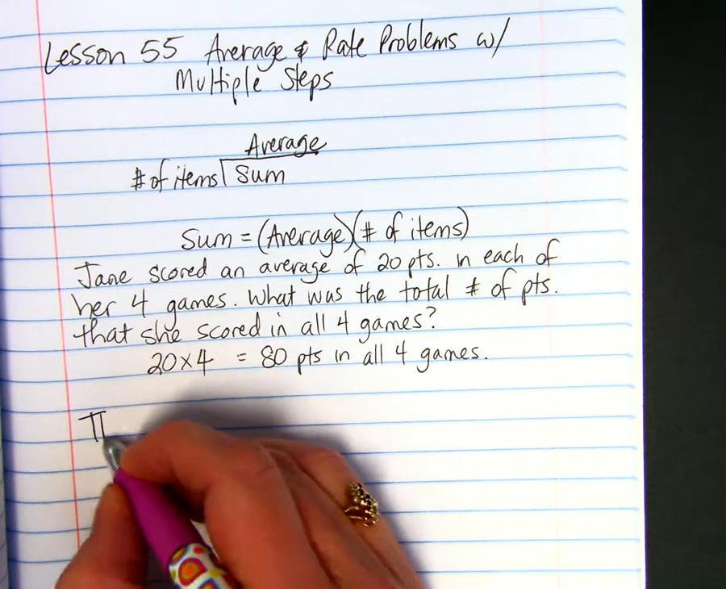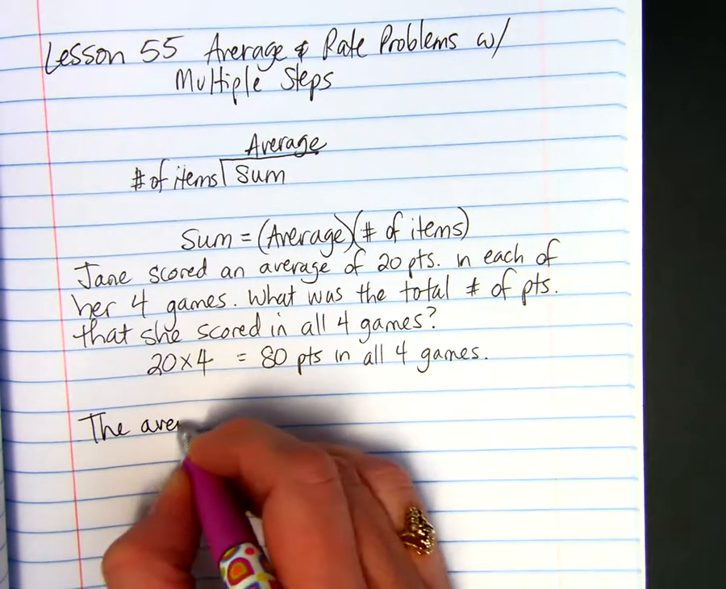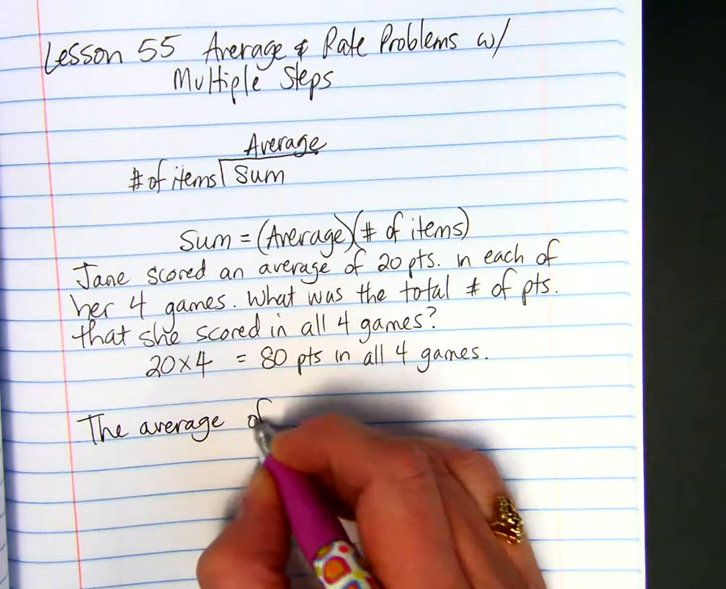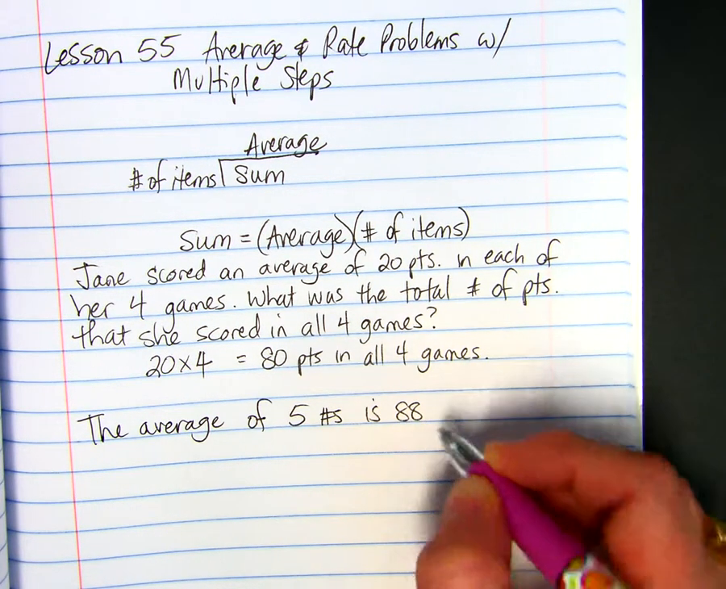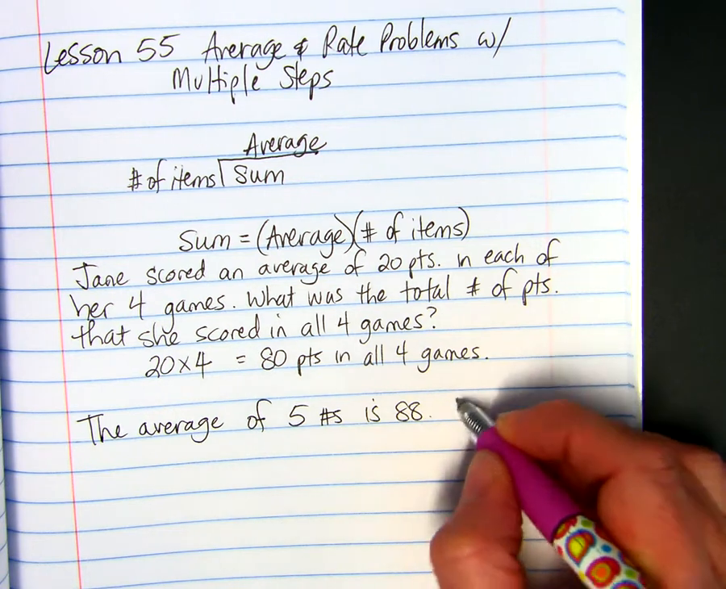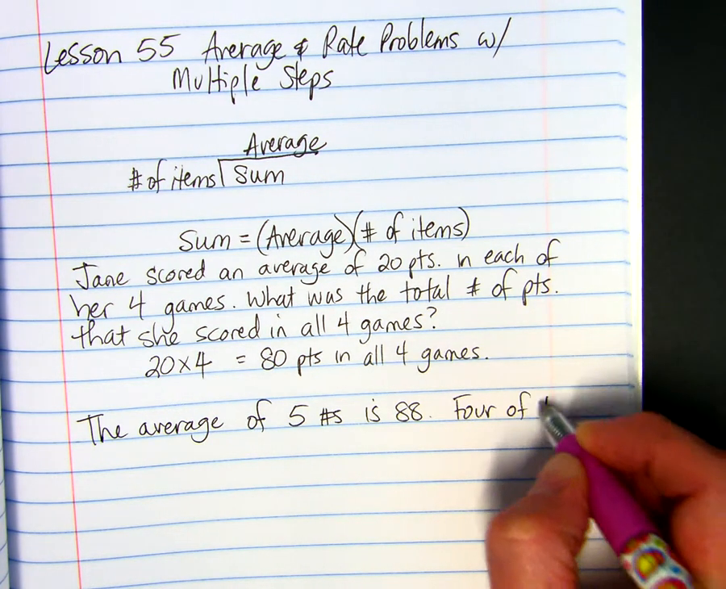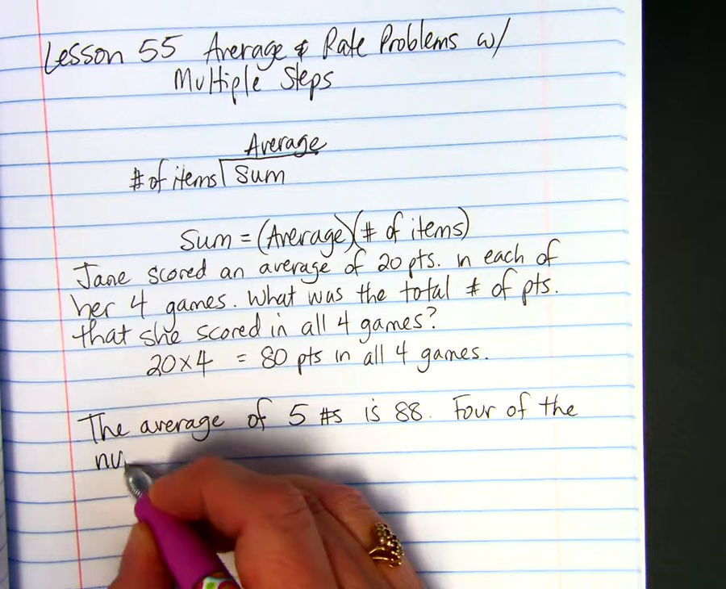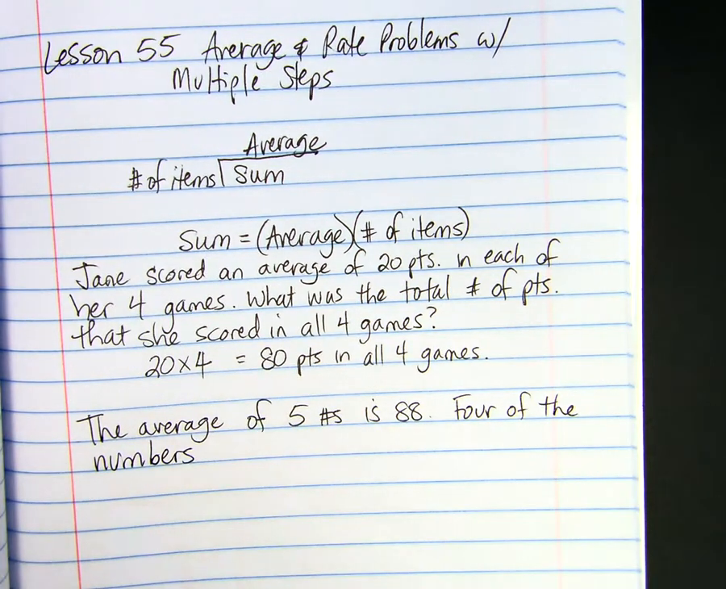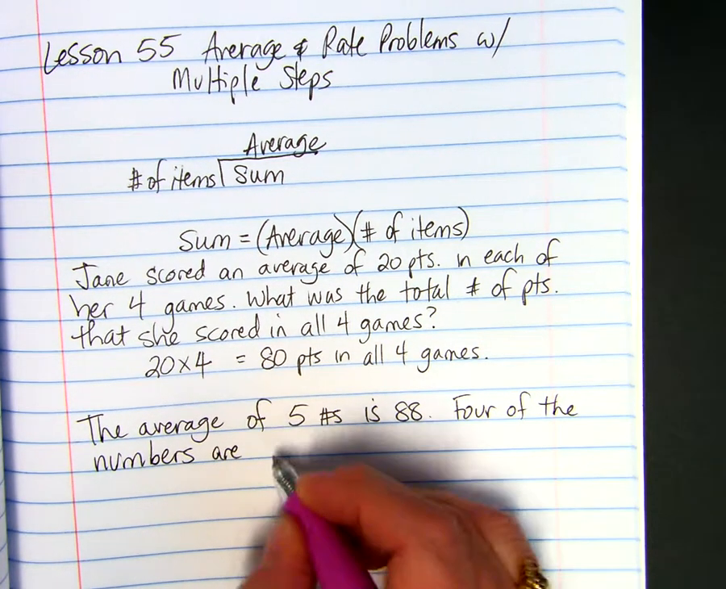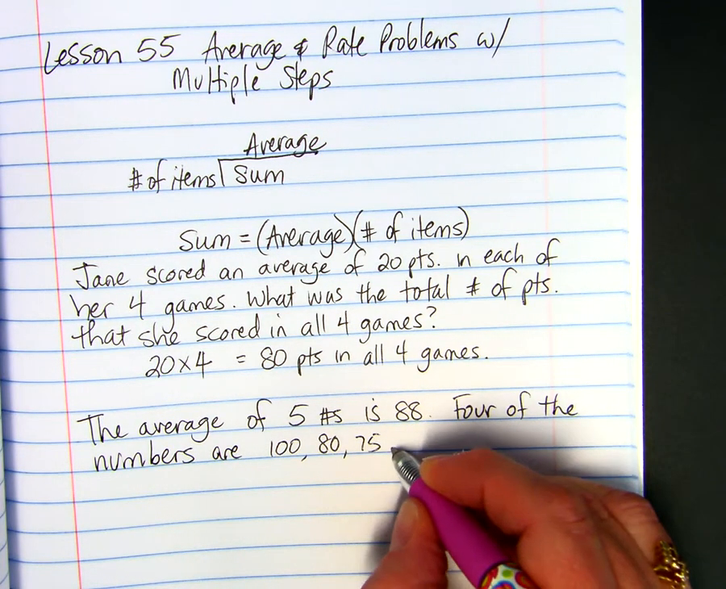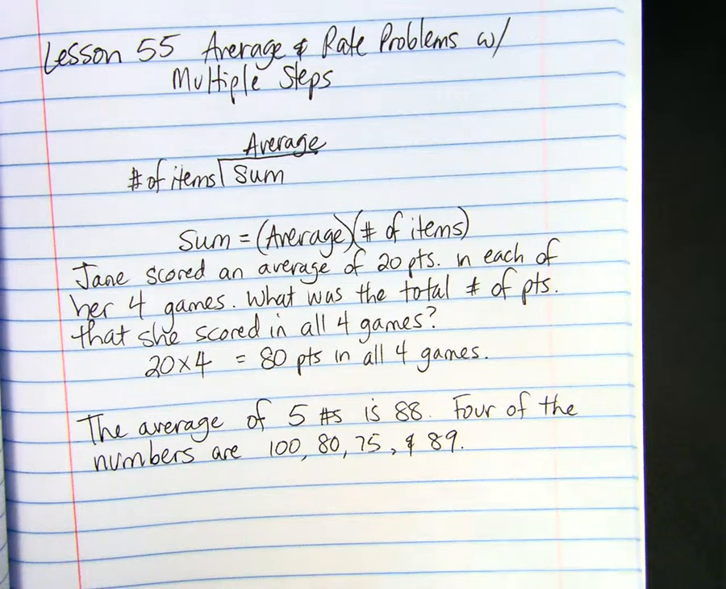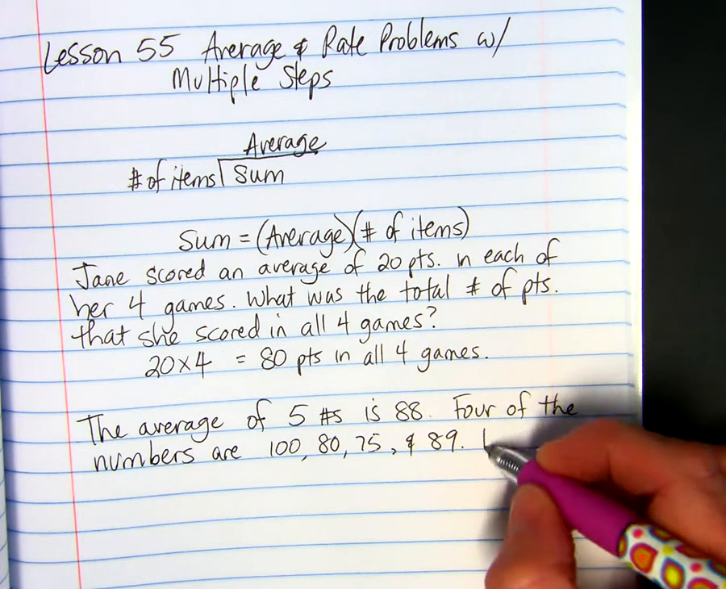here's another problem. The average of 5 numbers is 88. 4 of the numbers are 100, 80, 75, and 89. What's the 5th number?